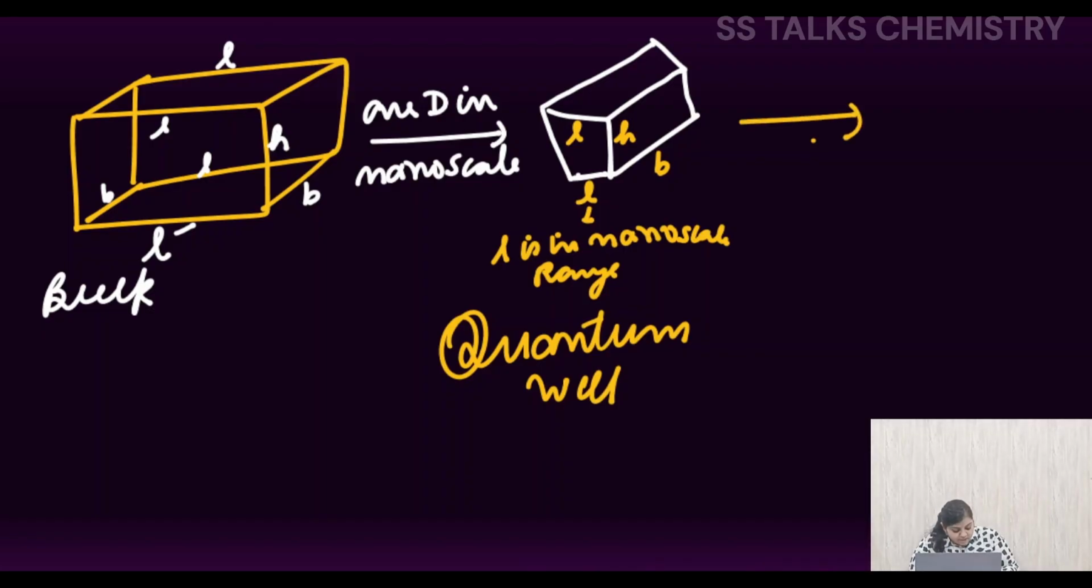Now if you try to bring the breadth of it also into the nanoscale range, how is the structure going to look now? So this is the length we have brought down like this. The height we have to keep the same only, that is, in the bulk region. Let me draw this again. So length and this breadth also we have now decreased. So this is going to be the structure and this is going to be the height of it.